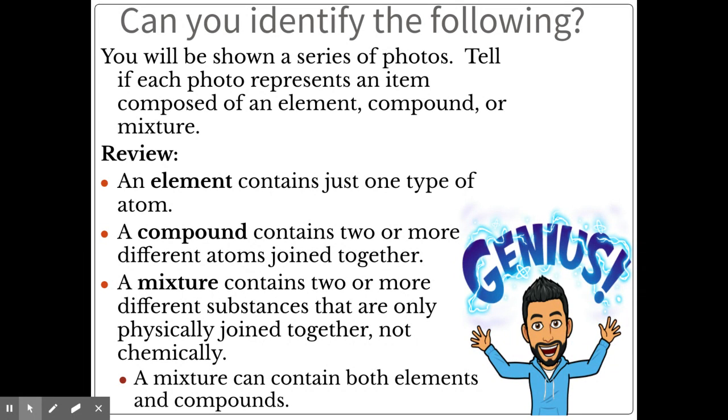Quick review. An element contains just one type of atom from the periodic table. A compound contains 2 or more different atoms that are joined together by a chemical bond, and a mixture is 2 or more different substances that are only physically joined together. They're just mixed up, no chemical bonds involved. And a mixture can contain both elements and compounds together. So let's see which of you are geniuses.